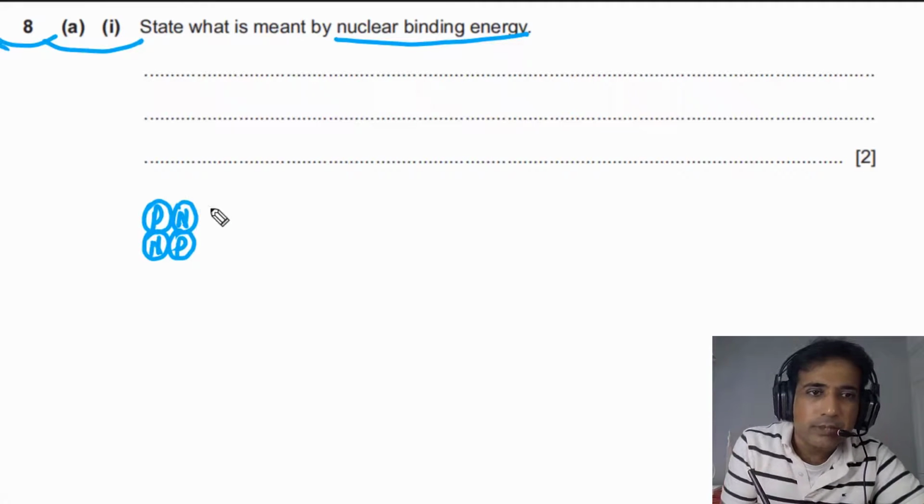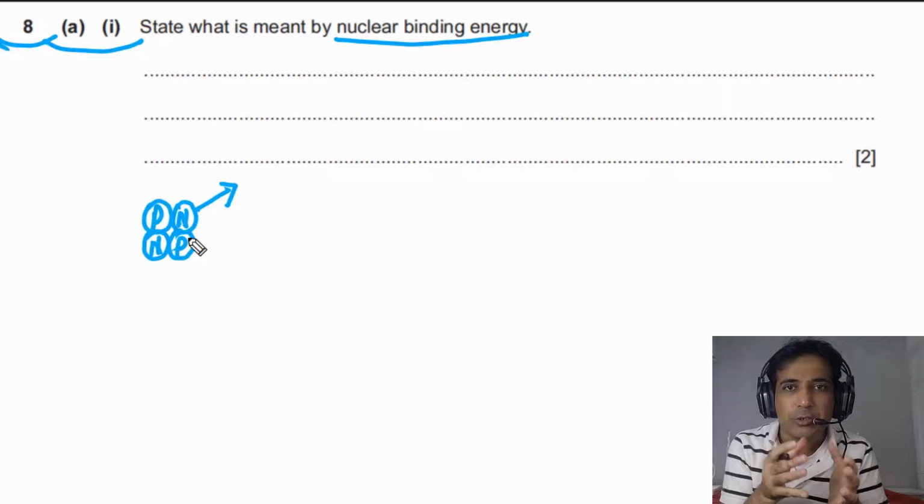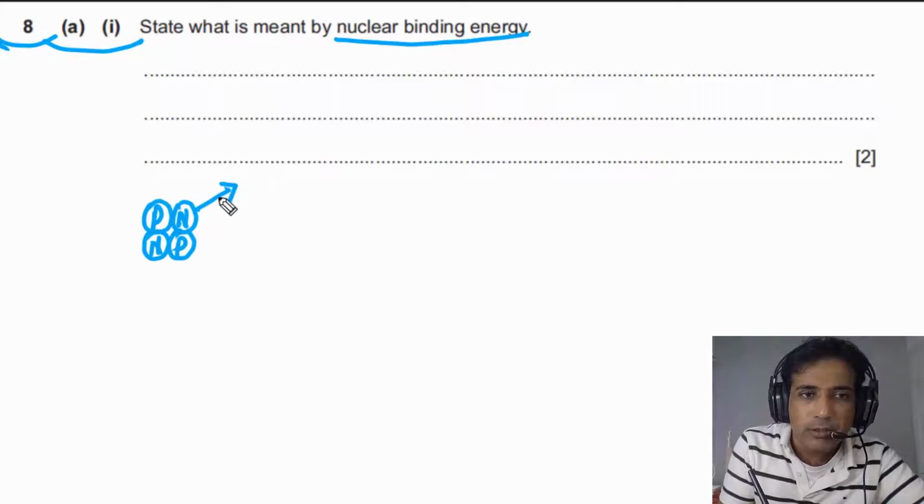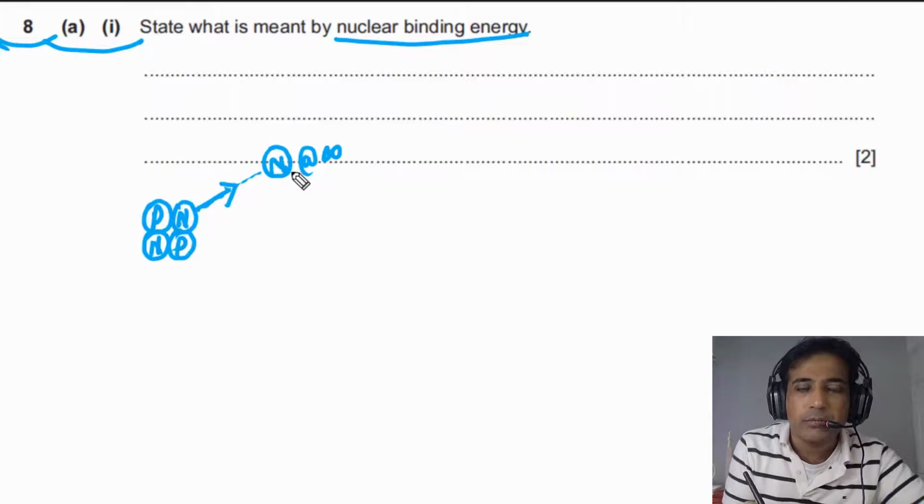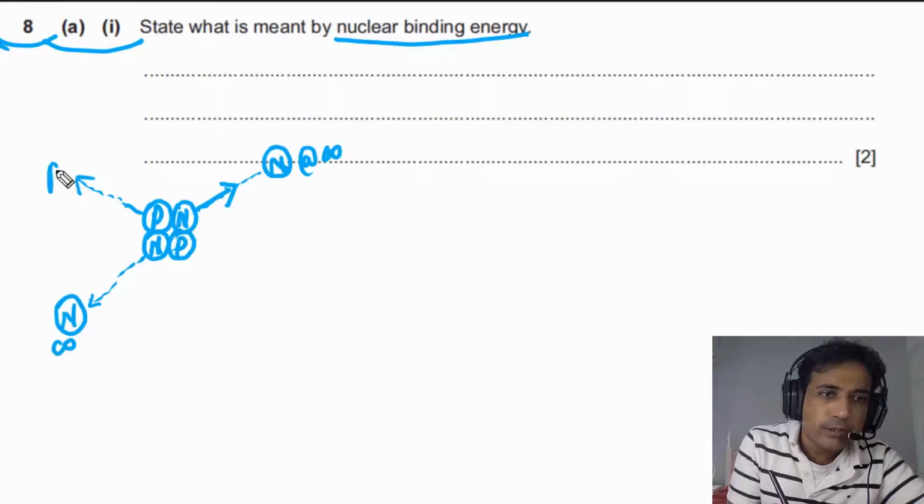Binding energy simply means that in order to separate these nucleons from each other, far away from each other, so they don't experience the strong nuclear force. Theoretically, we will take these neutrons to infinity, meaning very far away from each other. We take this one to infinity, but this is just theoretical. And we take this neutron to infinity as well.